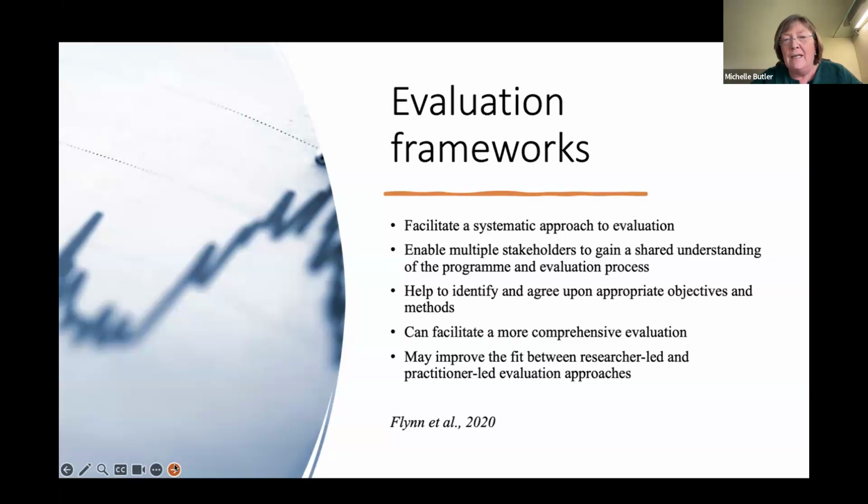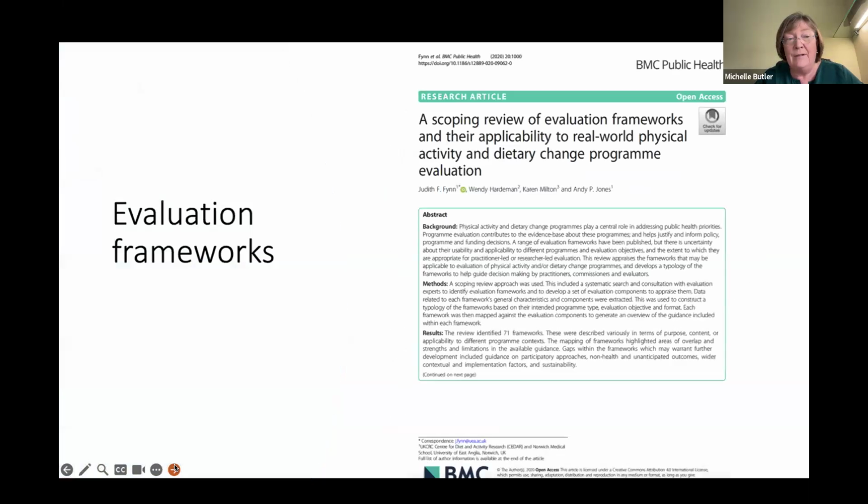But they suggested that the frameworks are useful to facilitate a systematic approach to evaluation, to enable multiple stakeholders to gain a shared understanding of the programme and the evaluation process, to help identify and agree upon appropriate objectives and methods, to facilitate a more comprehensive evaluation, and to improve the fit between researcher-led and practitioner-led evaluation approaches. So I'll just show you this. That's their paper, and as I said, it is referenced at the end.